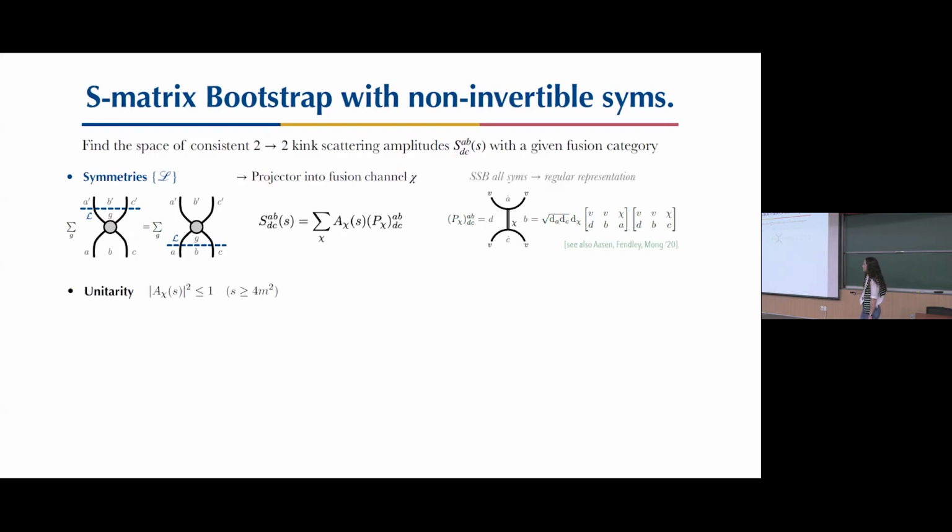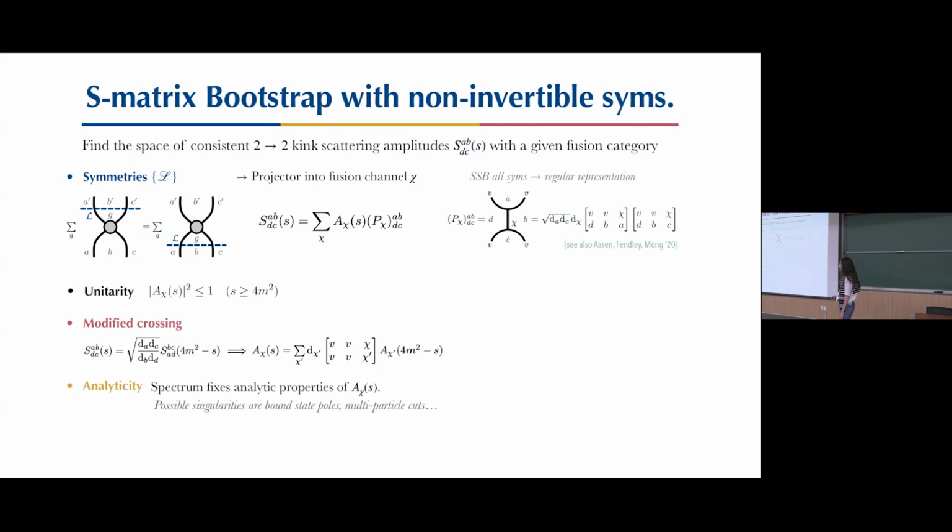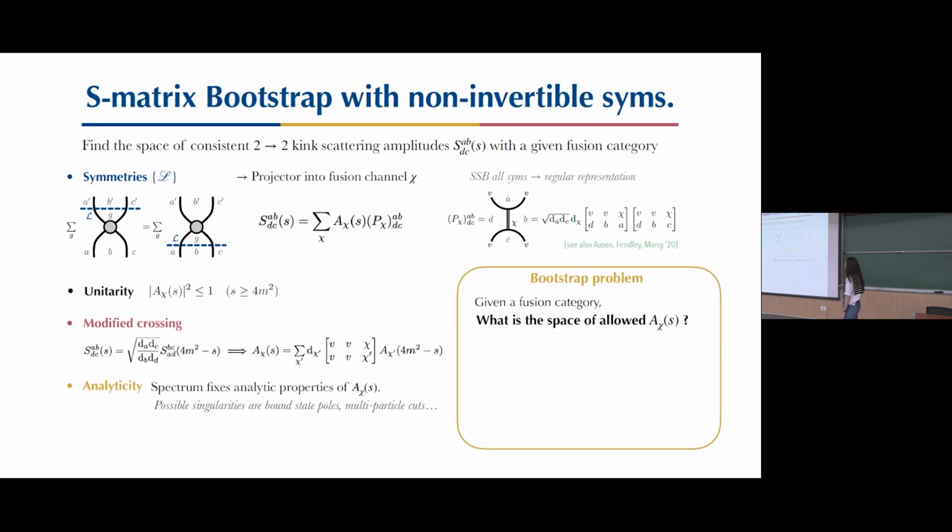And then we can write the rest of the axioms for these partial amplitudes A_chi into a given fusion channel. So unitarity is simply written in this way. Then our modified crossing condition looks like this for the partial amplitudes A_chi. And something I didn't mention before, but of course, we're also assuming some analyticity. So these amplitudes are analytic in the complex S plane, except for singularities related to poles, multi-particle cuts, etc. So the bootstrap problem we want to solve is, given a fusion category, what is the space of allowed partial amplitudes we can have.